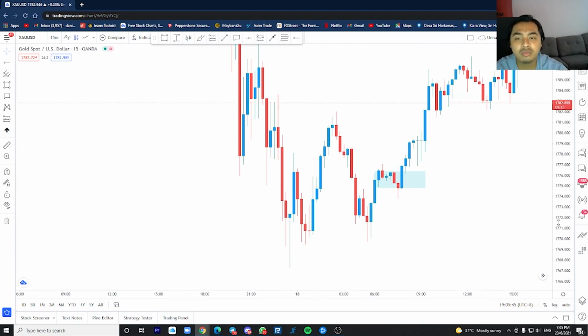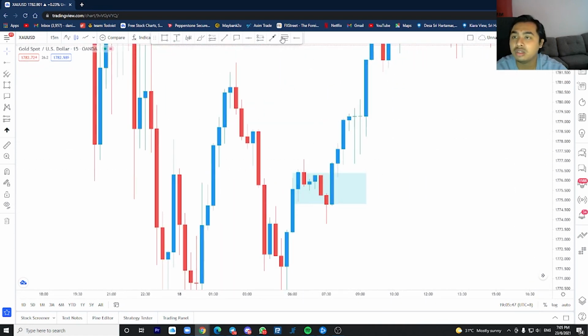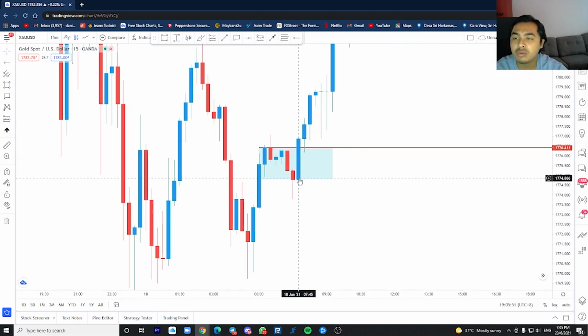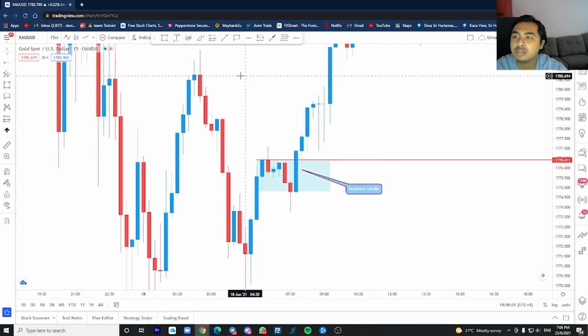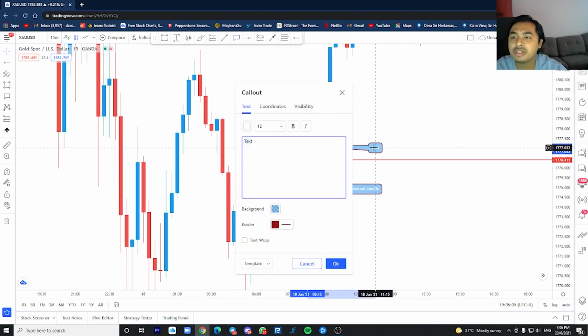So what you want to be waiting for is a breakout candle. Is there a breakout candle in this very particular zone? Of course, we have this one bullish candle. So this one bullish candle, we can call it our breakout candle. So the next thing is the candle after the breakout candle would be our entry candle.